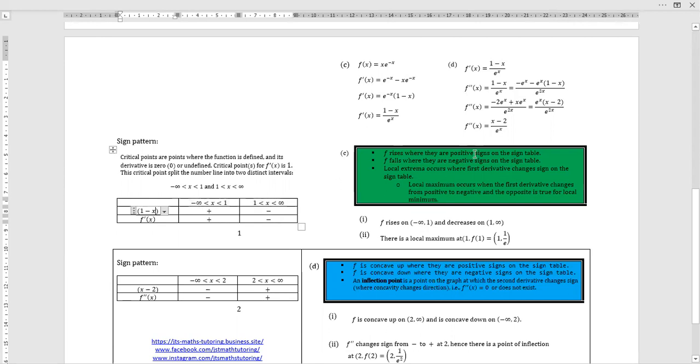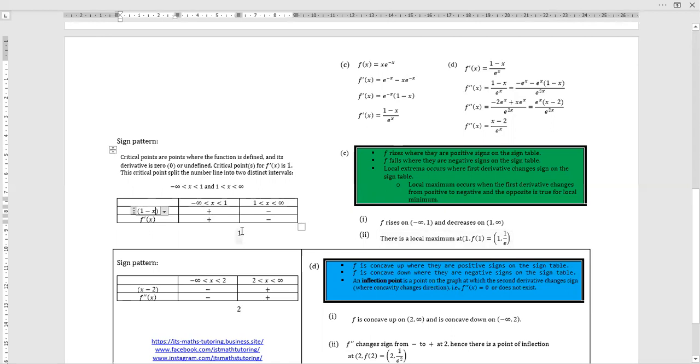All right. What about local extrema? So local extrema occurs where the first derivative changes the sign on the sign table. So here we can see we are changing from positive to negative here. So we have a local maximum here. But if we were coming from a negative to a positive, it was going to be a local what? Minimum. So we have a local maximum here at x equals 1.